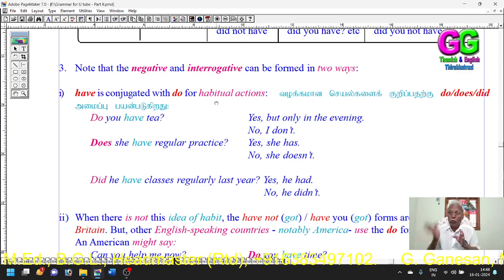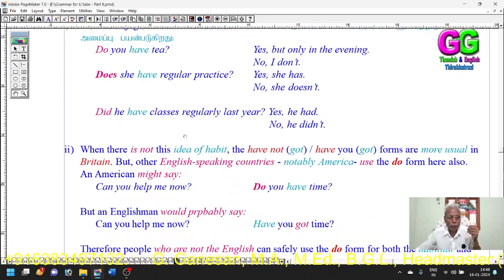Likewise, when have is used as an ordinary verb for habitual actions, have can be conjugated with do. So here, for habitual actions, have can be conjugated with do. That I have done.